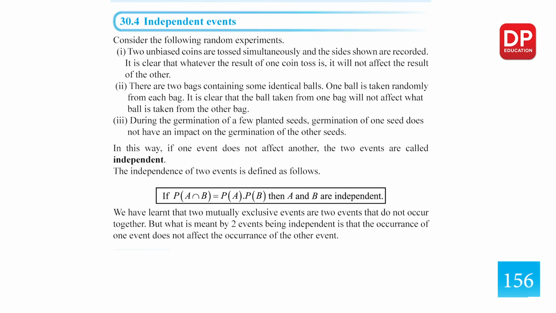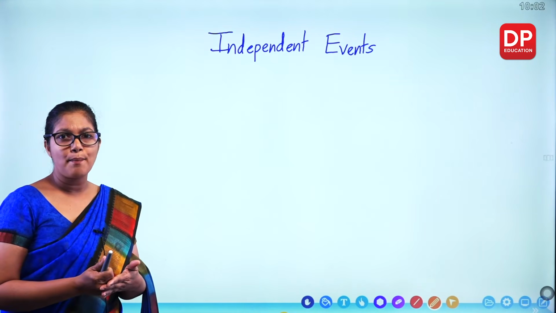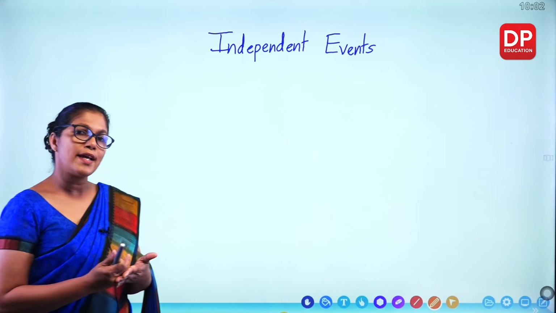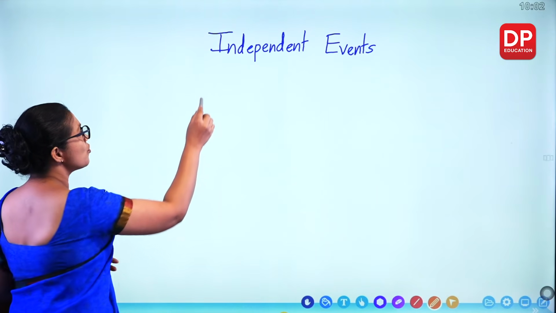Now we'll look at what are independent events. We'll take a small example, tossing 2 coins at once. So 2 coins are there.